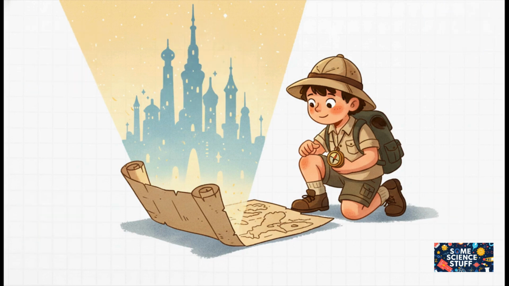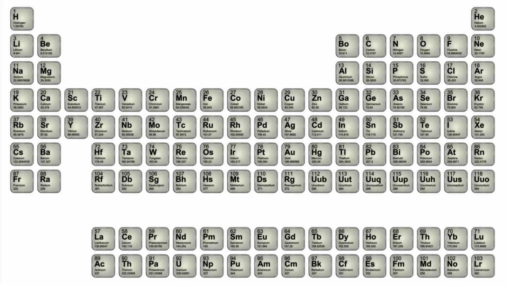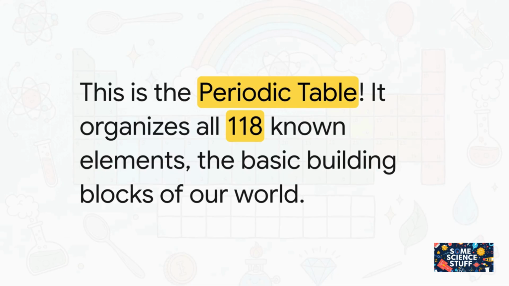Element City. All right, welcome. Let's start our grand tour of this amazing city. You're about to see just how perfectly organized it is. And here it is. This is our map. It's called the periodic table, and it's basically a big chart that neatly organizes every single ingredient or element that makes up our entire world. Can you believe there are 118 of them?